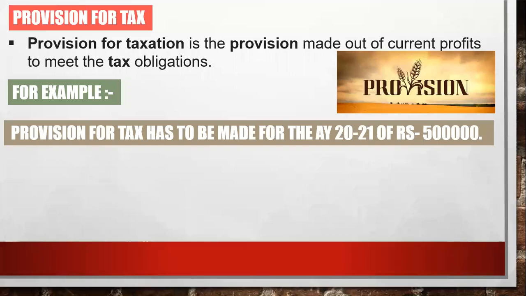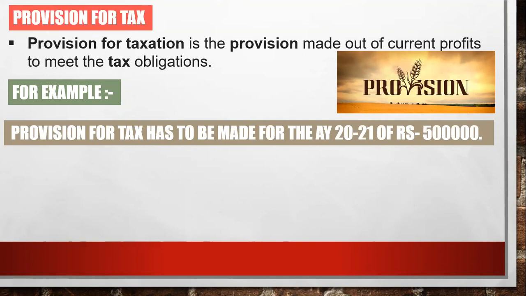See, as I told you, whenever you are liable, you have to pay the tax. Now you have to create a provision for income tax. So this is the example I have taken. Provision for tax has to be made for the assessment year 2020-21 for rupees 5 lakh. So what will be the journal entry for this?